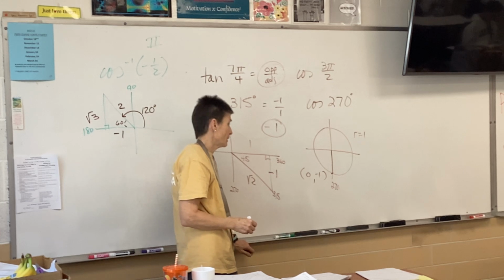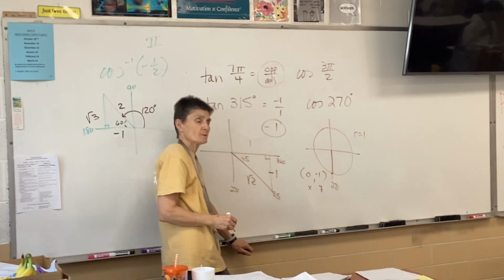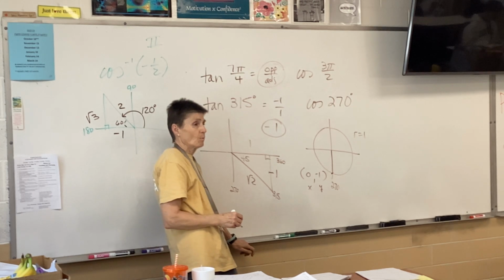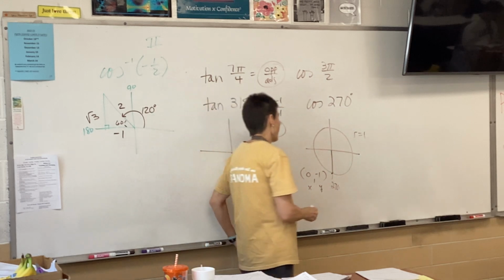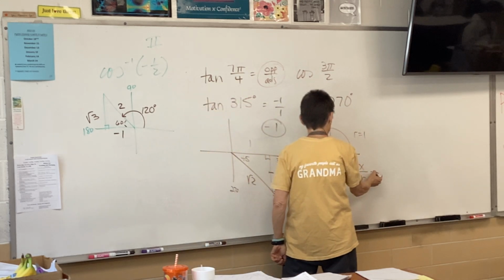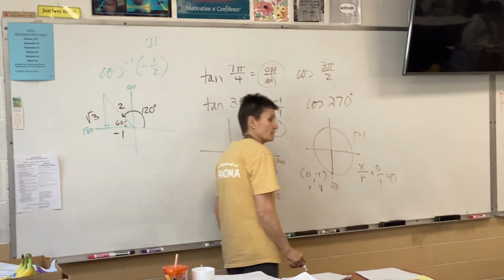0, negative 1. How do I find cosine? What's my fraction? Don't say adjacent over hypotenuse. What is it when I don't have a circle or a triangle? X over R. So X over R will be 0 over 1, which is 0.